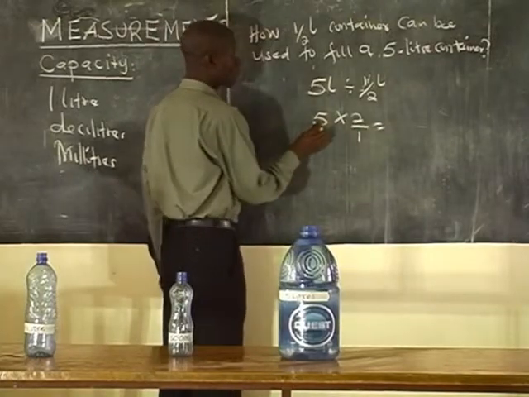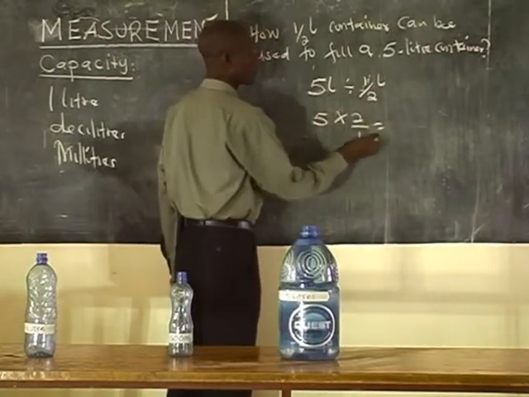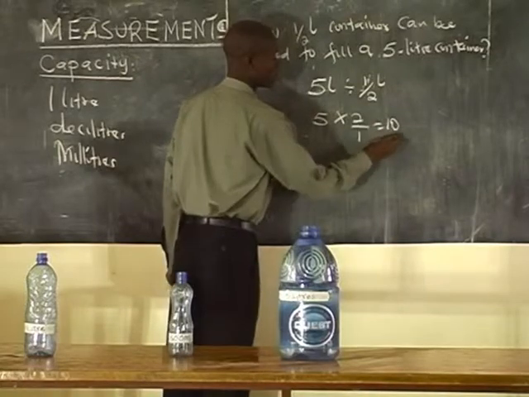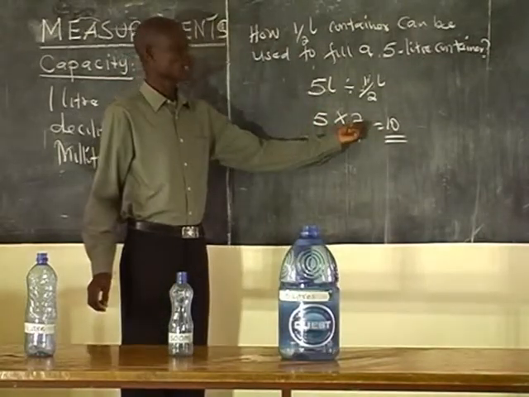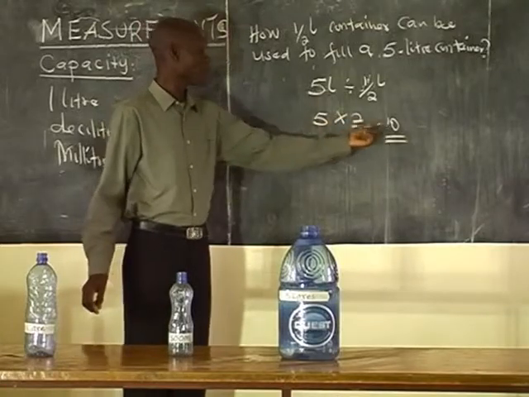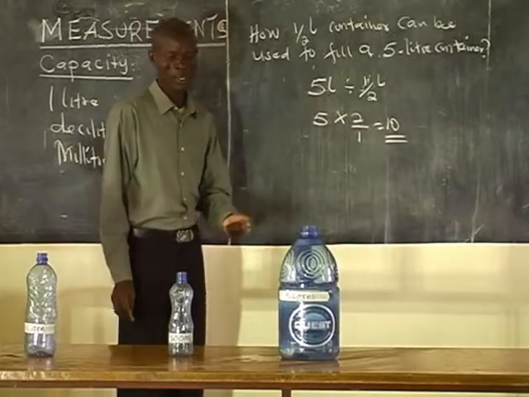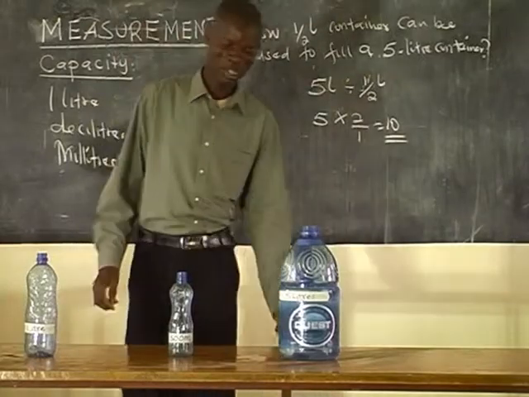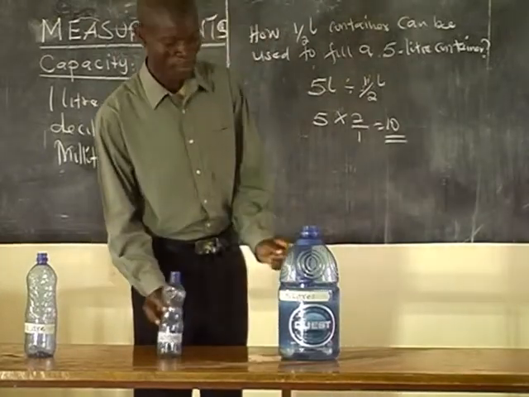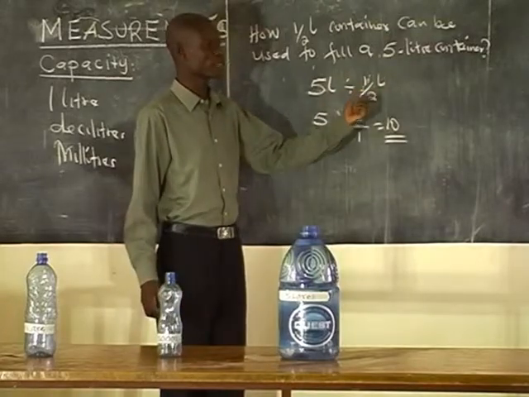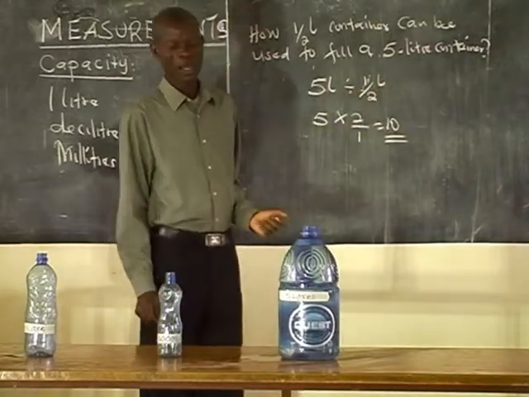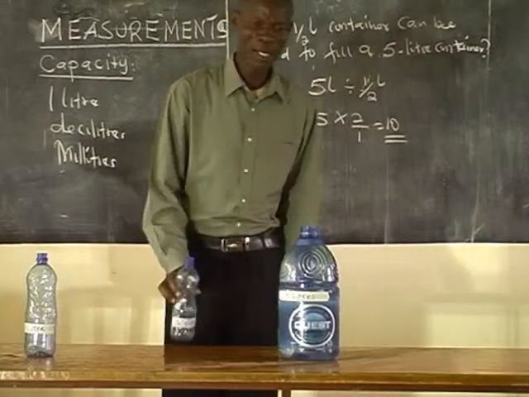So when you do 2 times 5, you will get 10. So it's clearly that 10 of the half liters can be used to fill a 5-liter container. Now apart from that, if I don't want to use liters, I can still use milliliters.